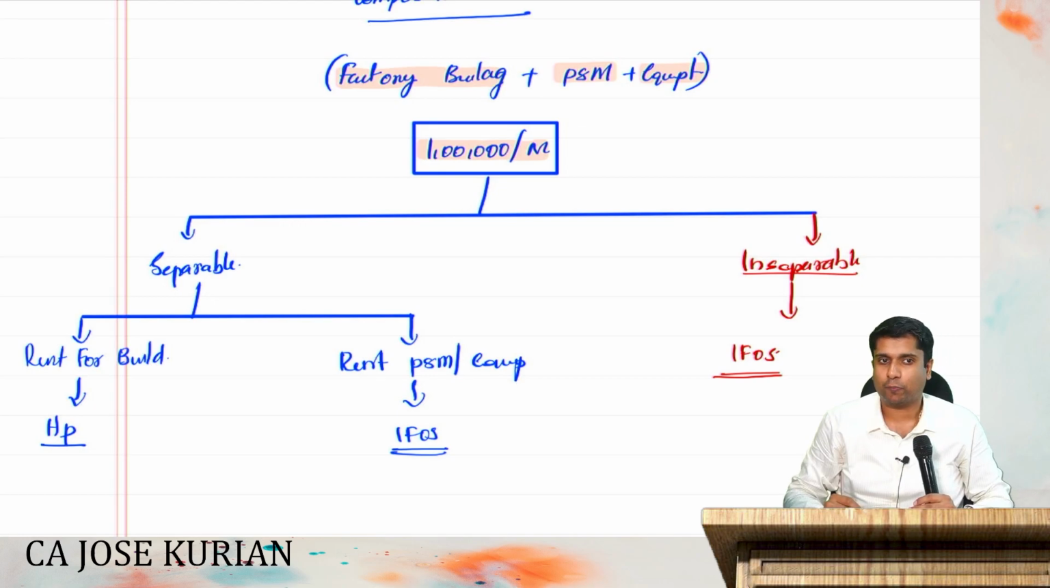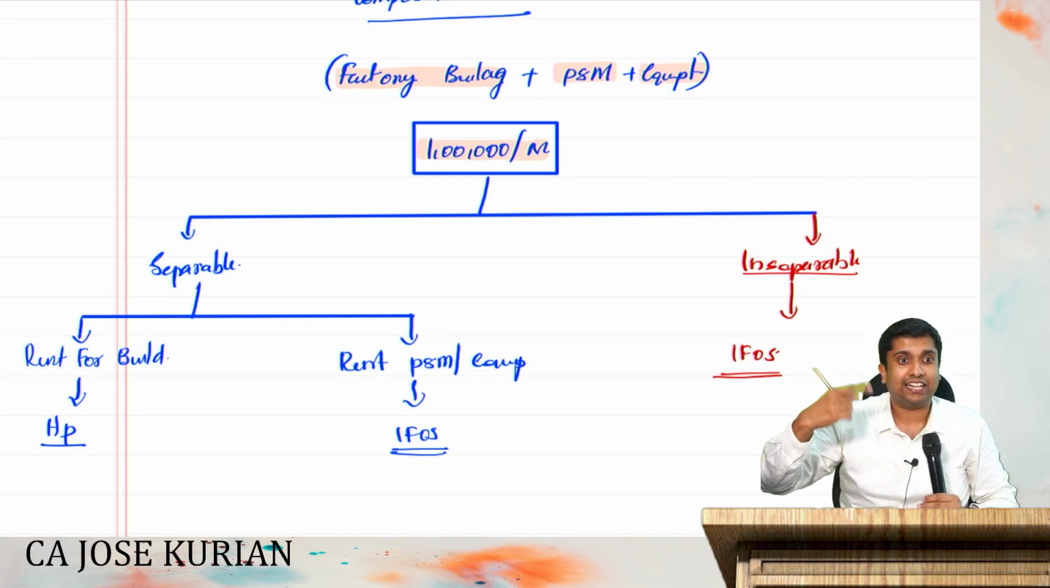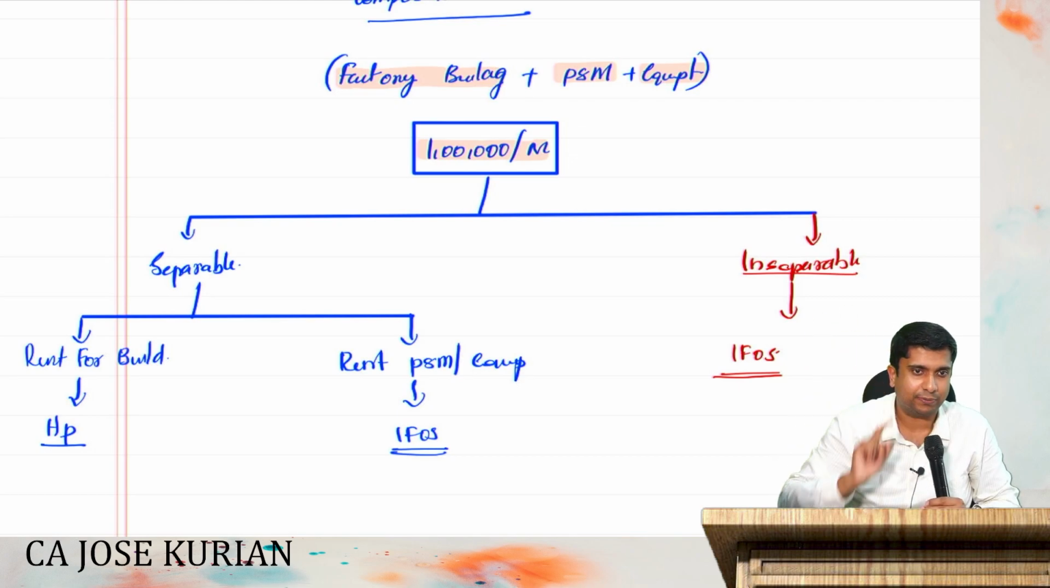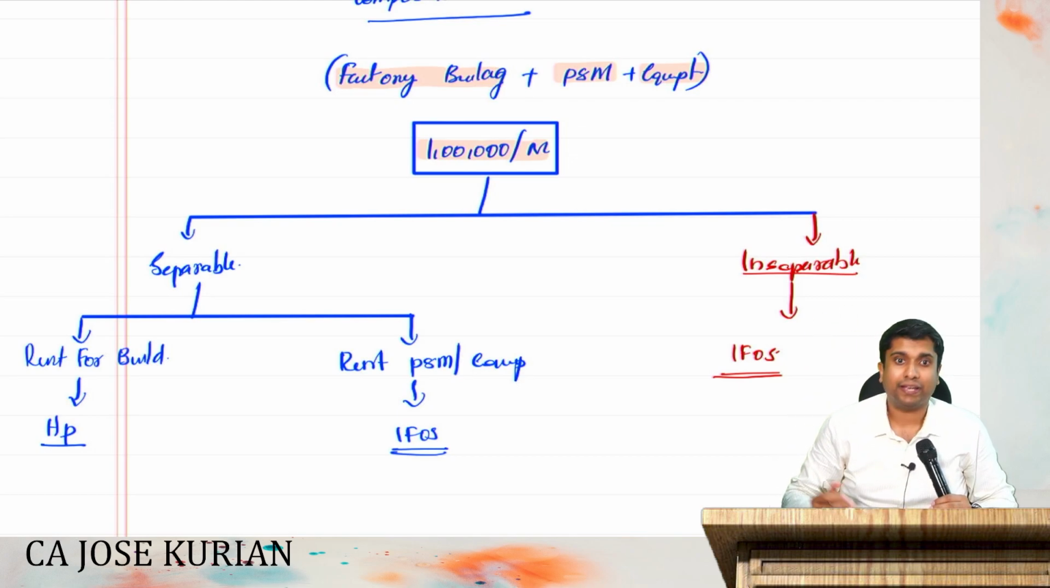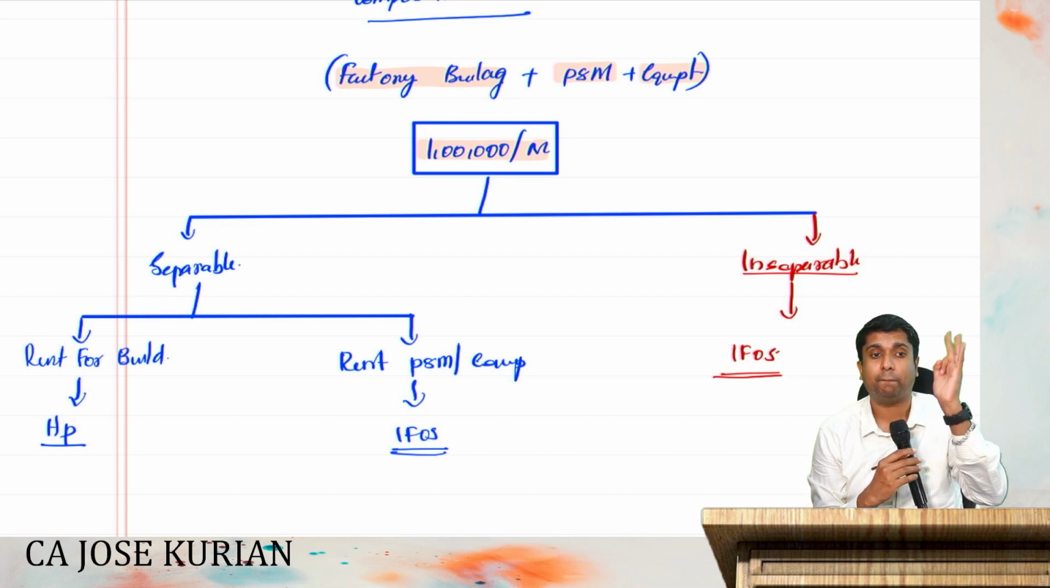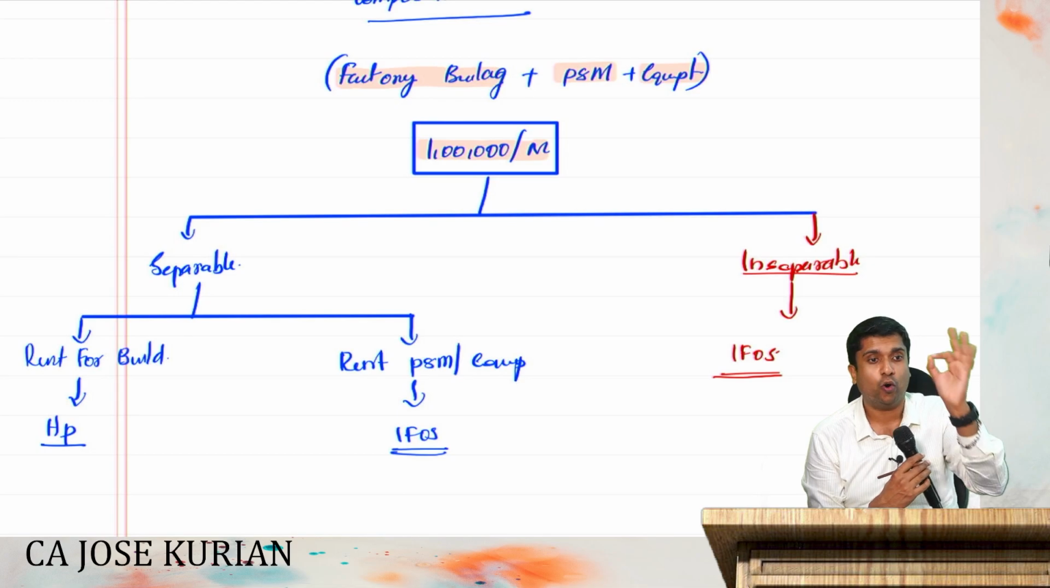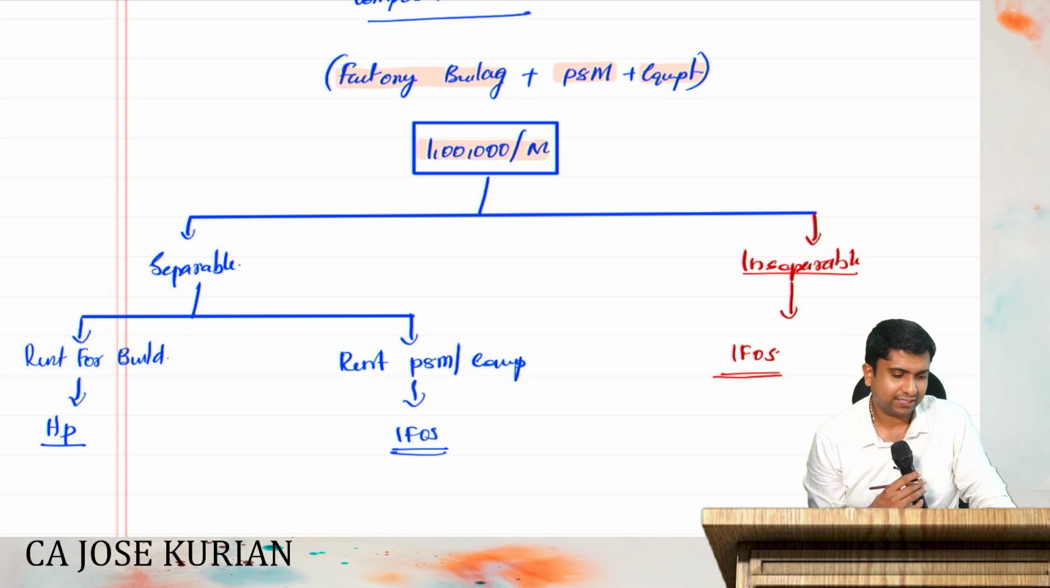And again, there's one more point. If that entire renting is my business activity, then under PGBP. Are you all listening? If my entire rent is from business activity, then under PGBP, otherwise under IFOS. So this is the treatment of composite rent in income tax.